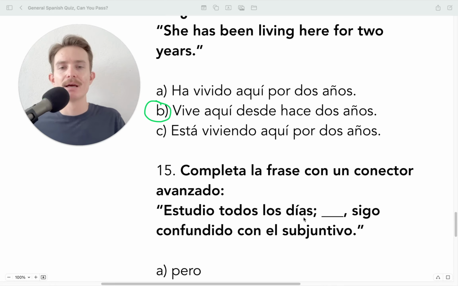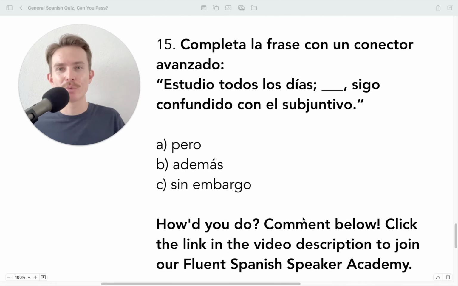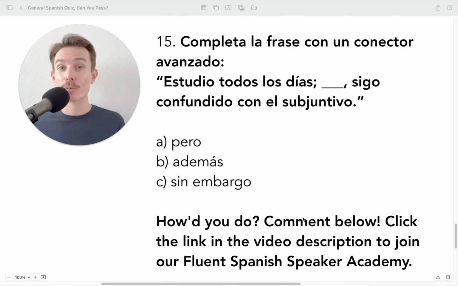Okay, and our final one, número 15, completa la frase con un conector avanzado. Estudio todos los días, blank, sigo confundido con el subjuntivo. In this case, we are going to have sin embargo. Now, I'd like to say, you could use the word pero here. Estudio todos los días, pero sigo confundido con el subjuntivo. However, sin embargo sounds a bit better.